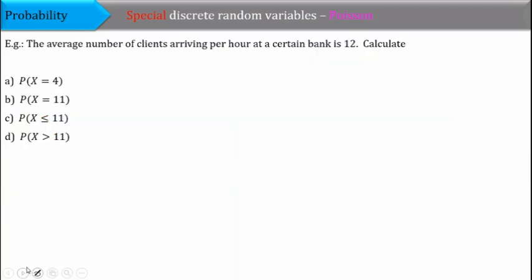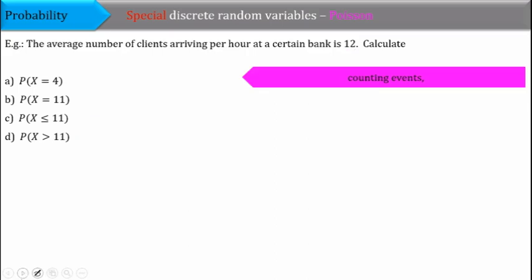Right, let's have a look at another example. It says here the average number of clients arriving per hour at a certain bank is 12. And then you're asked to calculate these four probabilities. Now let's have a look at this step by step. First of all, are we counting events? And the answer is yes.